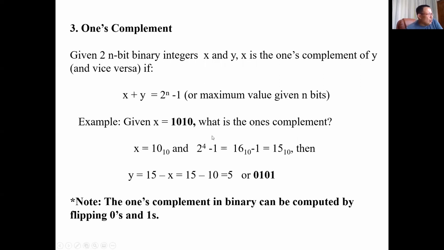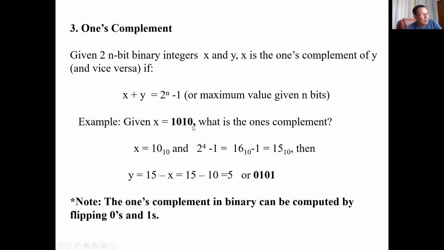So anyway, what do you notice between 10 and 5? 10 is 1010. 5 is 0101. Do you follow? So take note. What's the difference between the representation of 10 and 5? The ones complement of each other, aside from being 2 to the n minus 1, is actually a result of flipping zeros and ones. So if you flip the zeros and ones from 10, you will get a 5.